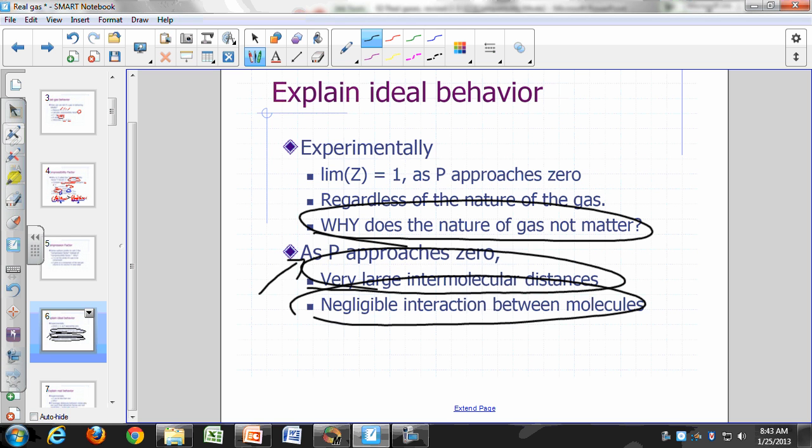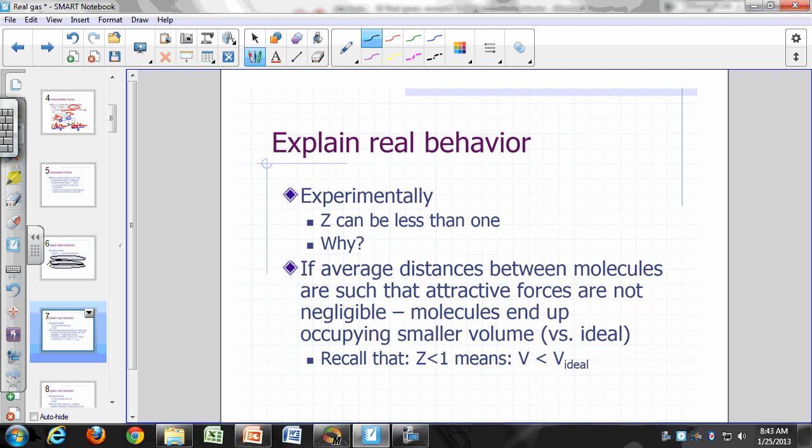Okay, so it doesn't matter if the person over there is ugly or beautiful, you can't tell. So the overall interaction would be about the same. But what happens when the pressure increases in the real case? So you start to see deviations from ideal behavior.